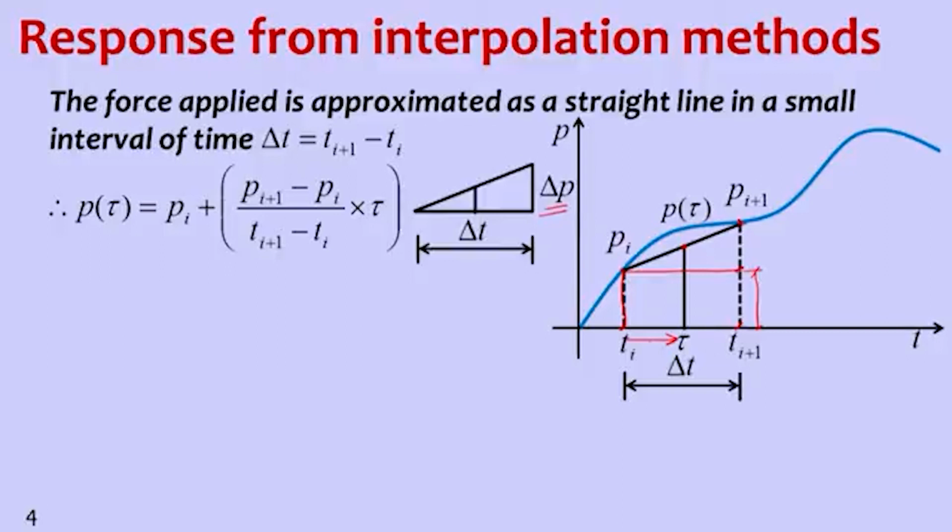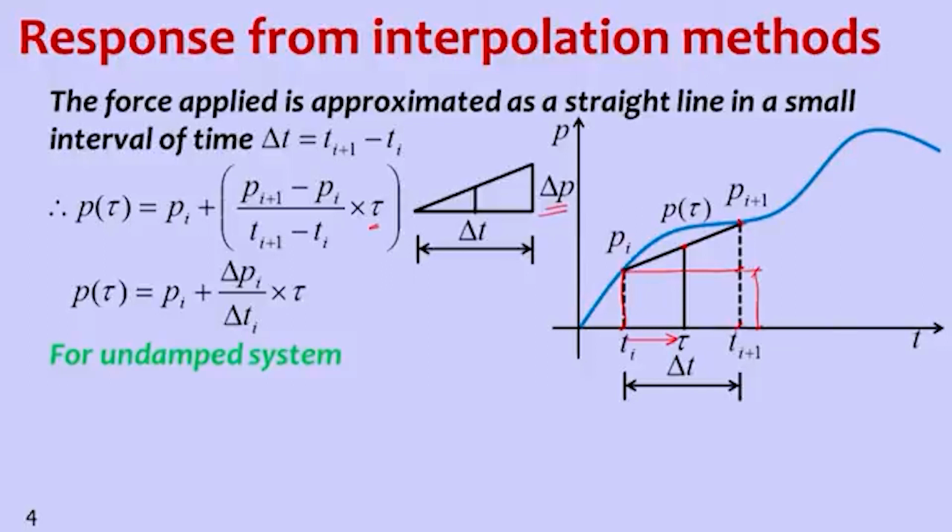If tau is 0, then our p tau will be equal to p i. If this is 0, then this whole thing will become 0. Tau equal to 0 means p at t i, which will be equal to p i, exactly the same. Now if tau becomes delta t, then delta t and delta t will get cancelled, and we will be left with p i plus 1. So that means this function holds good for defining force at any tau in between t i and t i plus 1. So p tau is equal to p i plus delta p by delta t into tau.